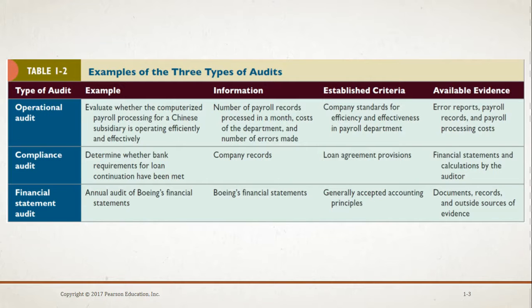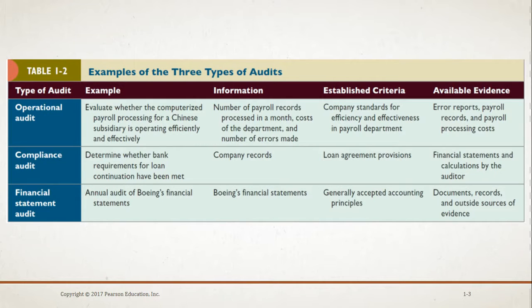And the established criteria that it indicates here is company standards for efficiency and effectiveness in the payroll department. So basically they created their own rules and regulations, and they're trying to see if these should be changed based on whatever conclusion they reach. And through the available evidence, they have error reports, probably within QuickBooks or their payroll system, their payroll records, which can be printed out within different systems, and their payroll processing costs.